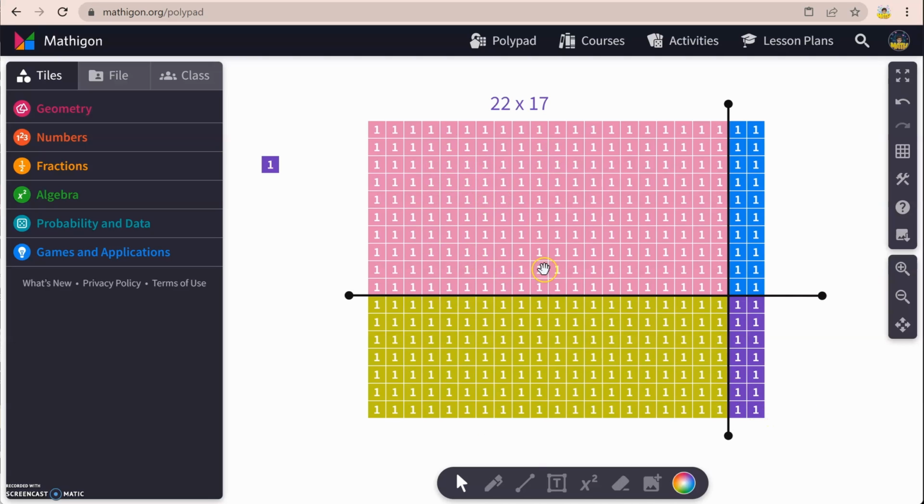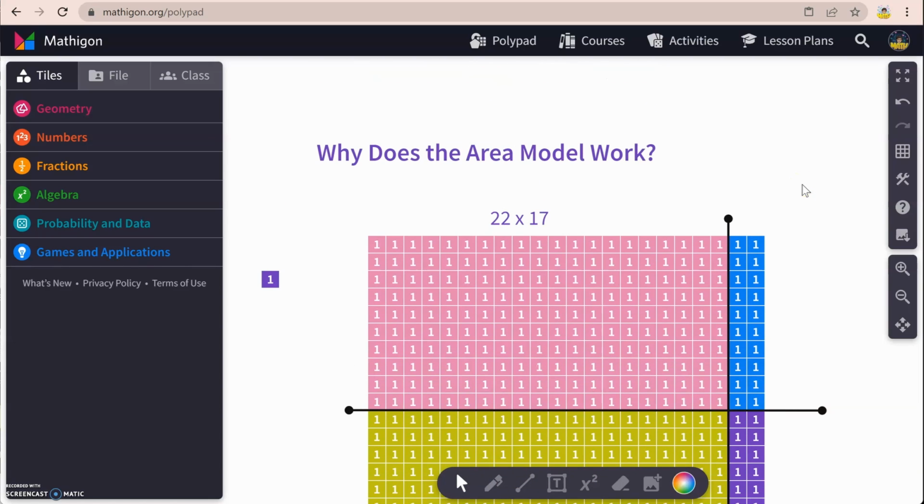So now all I have to do is add up the 200 plus the 140 plus the 20 plus the 14. And I'll have the total number of square units inside this rectangle. And that is why the area model works.